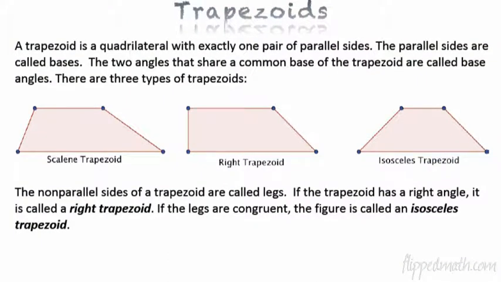Anyways, a trapezoid is a quadrilateral with exactly one pair of parallel sides. Let me show you in each one of these trapezoids where those parallel sides are. The first one's called a scalene trapezoid. All the sides are a different length.